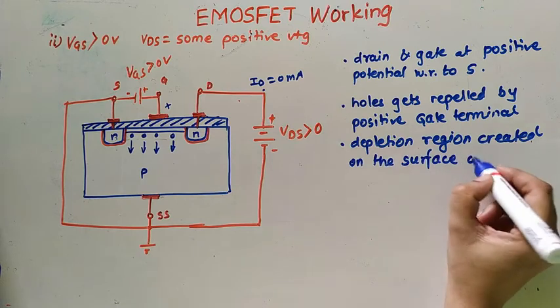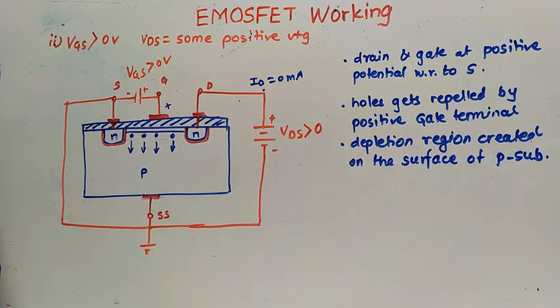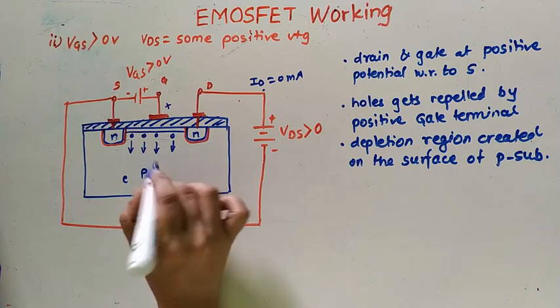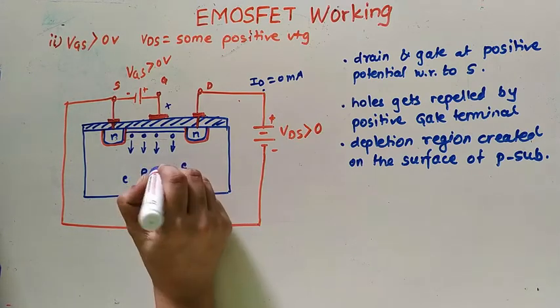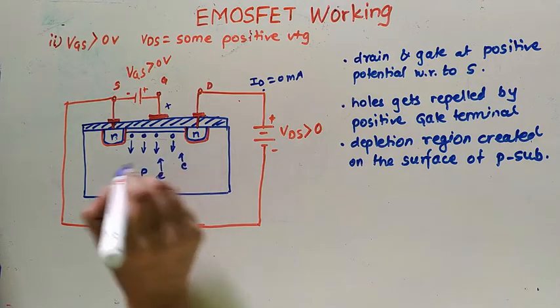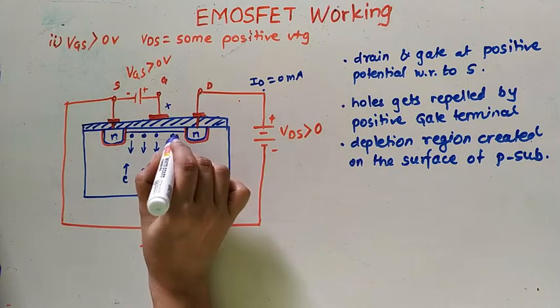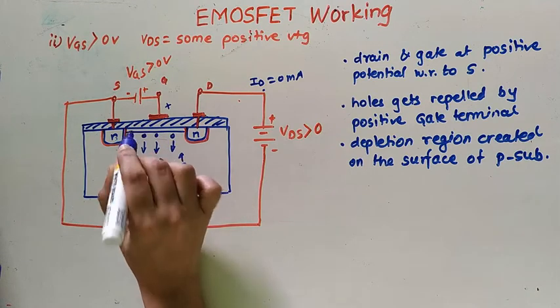surface of the P substrate. At the same time, the P substrate has electrons as minority carriers, so those electrons get attracted towards the positive charge, and all these electrons will get accumulated over this surface.